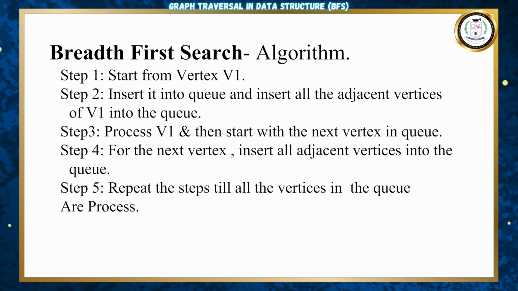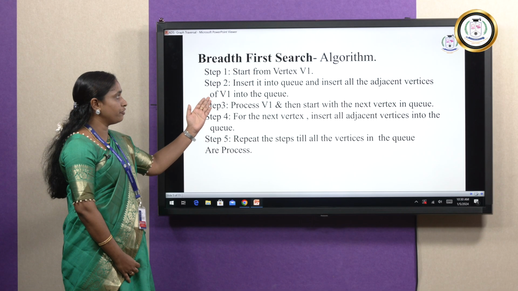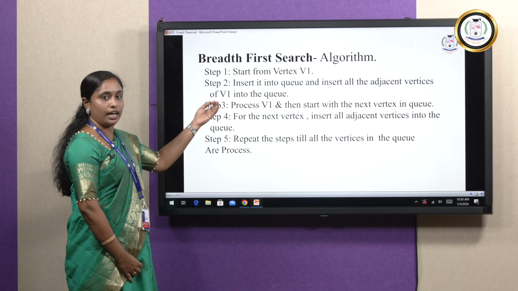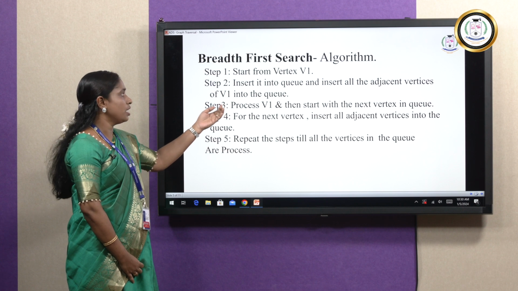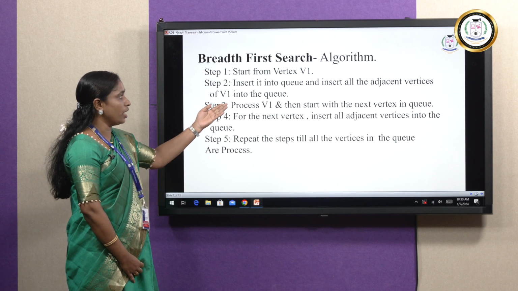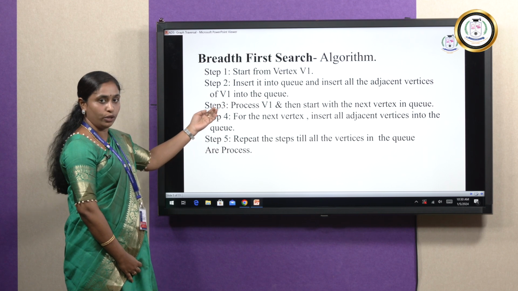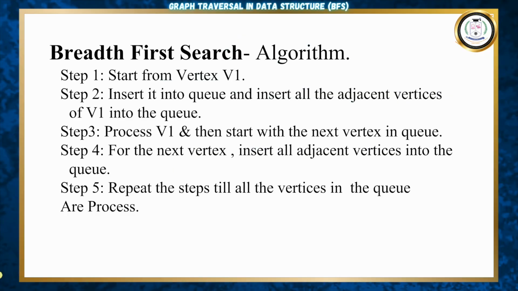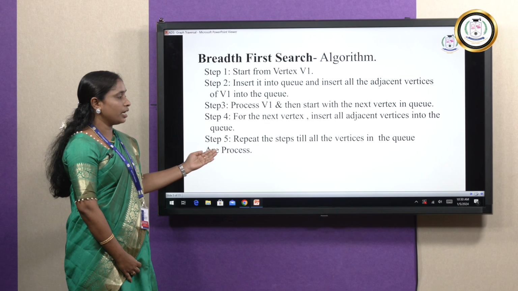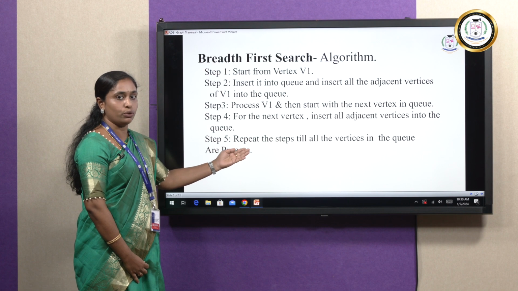These are the steps we follow in breadth first search. The first step is to start from the vertex V1. So we are taking one node as V1. Insert V1 into the queue and then insert all the adjacent nodes of V1 into the queue. Step 3, process V1, then start with the next vertex in the queue. Step 4, for the next vertex, insert all the adjacent nodes into the queue. Step 5, repeat the process until the queue is empty.